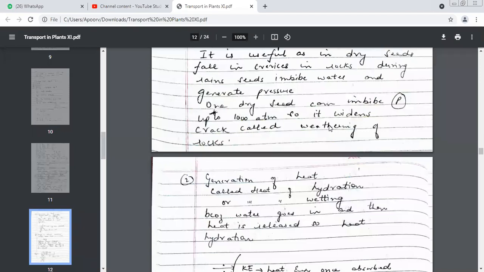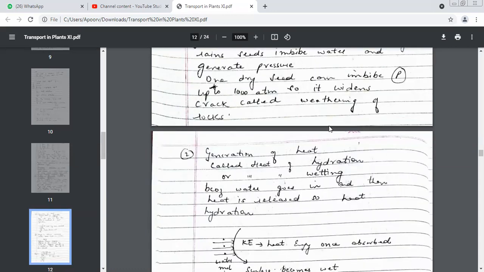Yes. Okay. Now tell me one thing very quickly. Supposing there is one seed only. It can exert a pressure of how much on the rock? 1000 atmospheres. Yes. So what is the first effect of imbibition? It creates a pressure which is known as imbibition pressure. Very good.